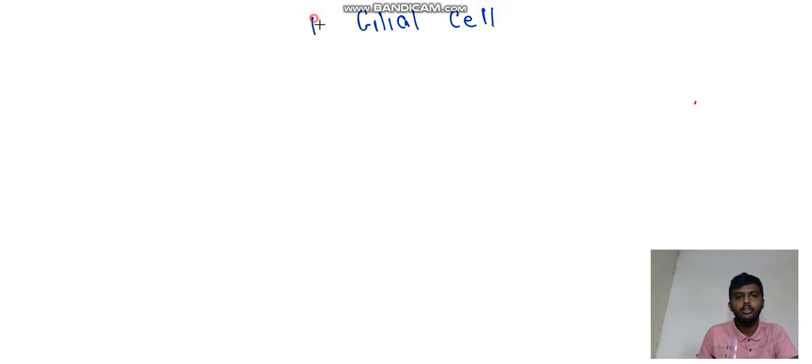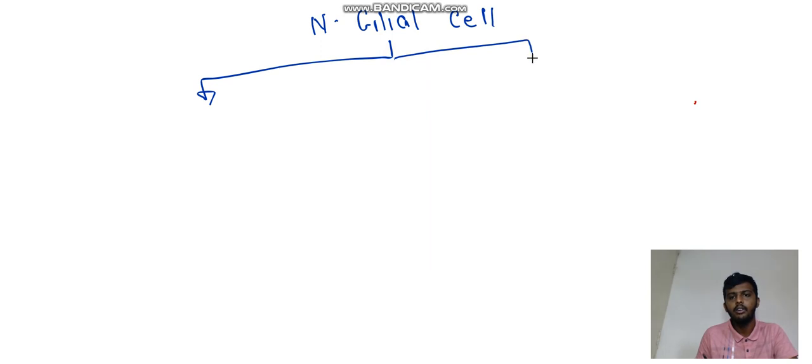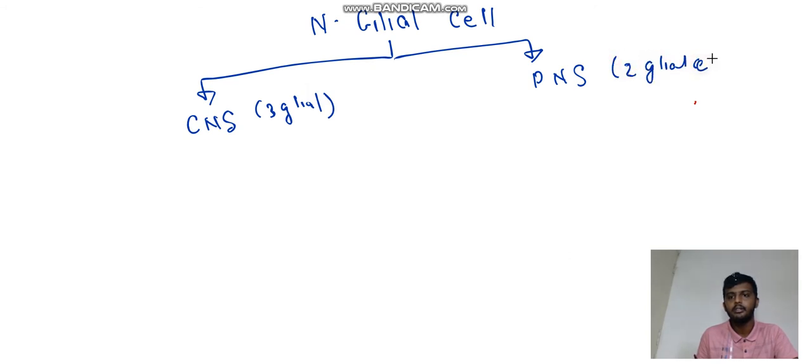Glial cell or neuroglial cell types. It is classified basically into the central nervous system, that is brain and spinal cord, and the peripheral nervous system. In the central nervous system there are three glial cells, and in the peripheral nervous system there are two glial cells.